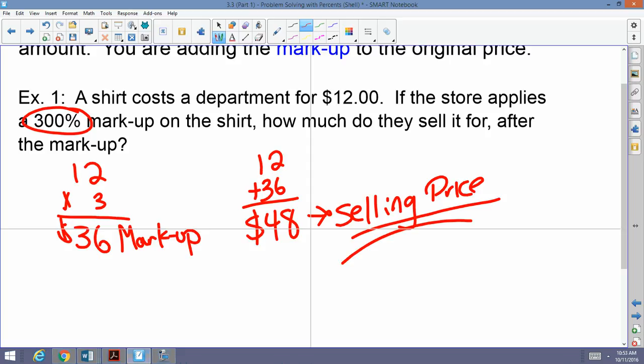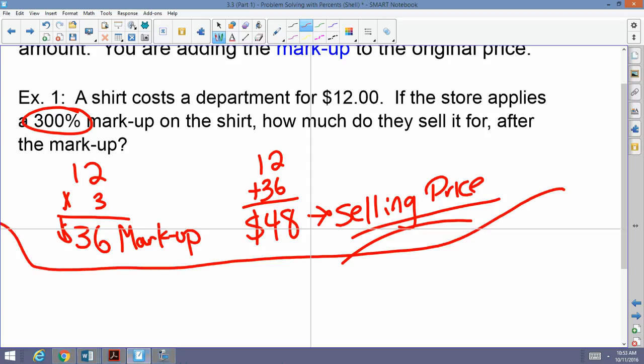Okay? That's one way to do it. Find the percent and then add it to the original. That's fine. But that's a little bit Mickey Mouse. Think about it percent-wise. They paid $12, right? $12 equals 100% of the cost. But they're adding a 300% markup. So in the end, aren't you really paying 400% of the original?